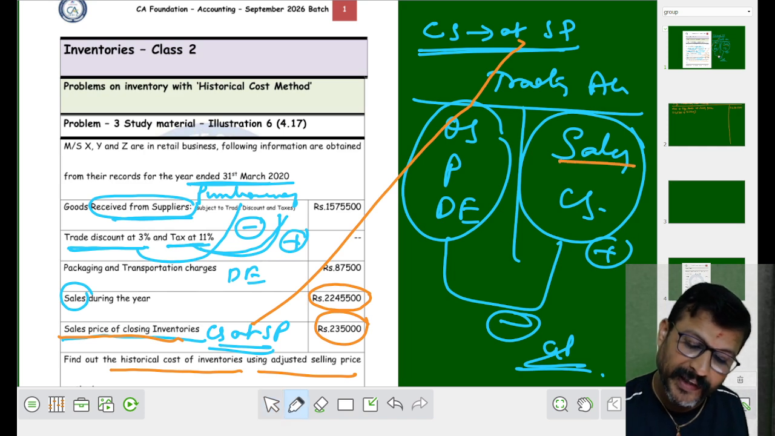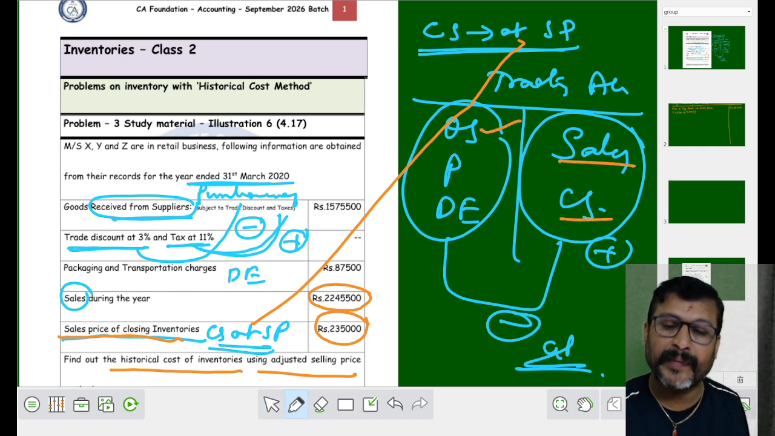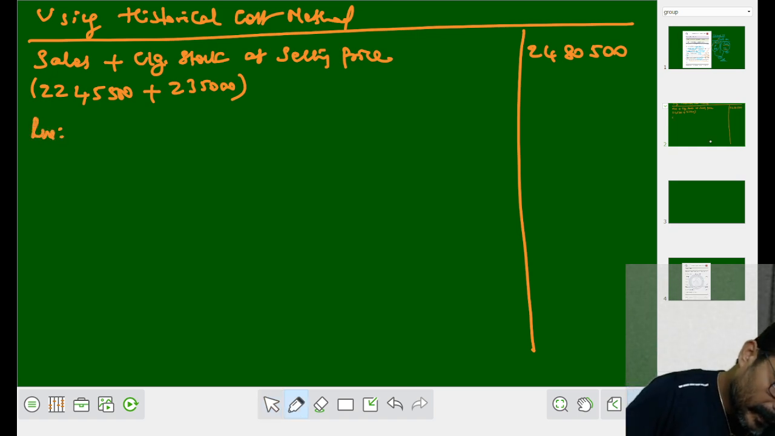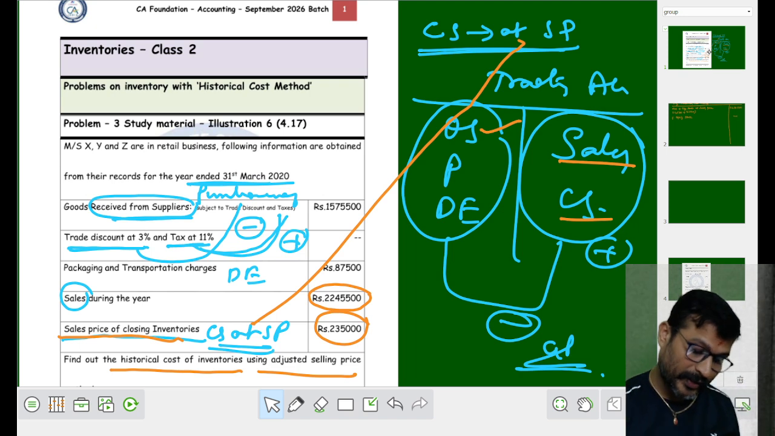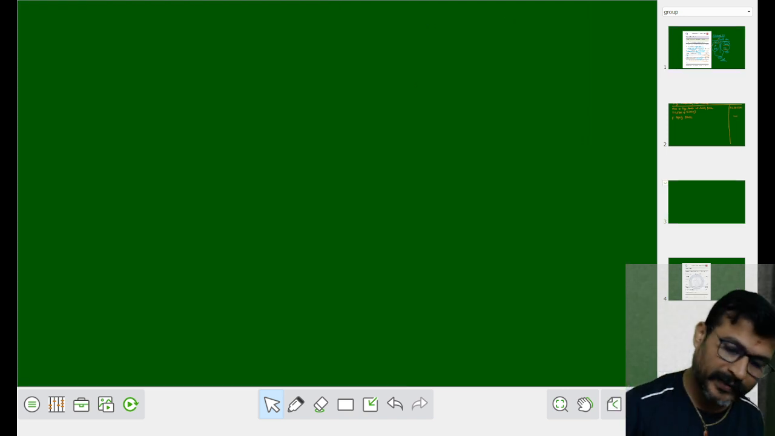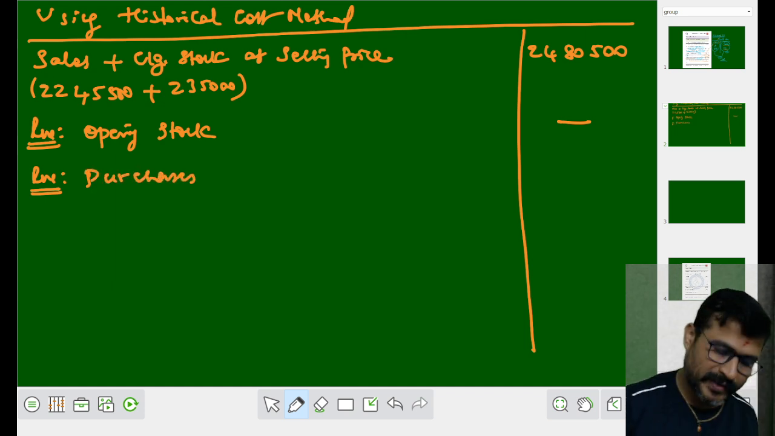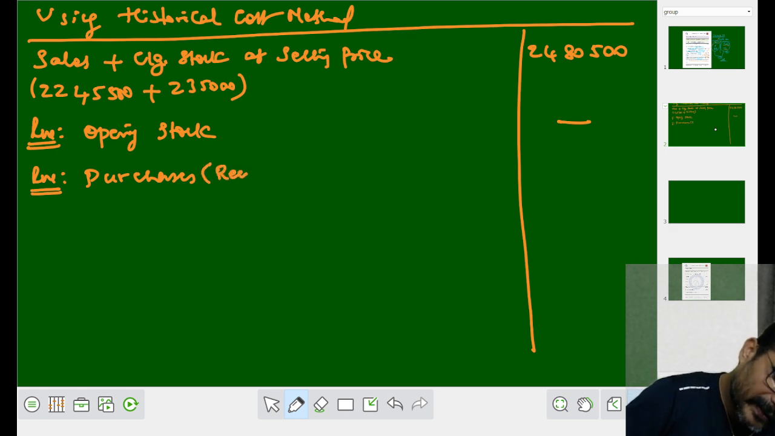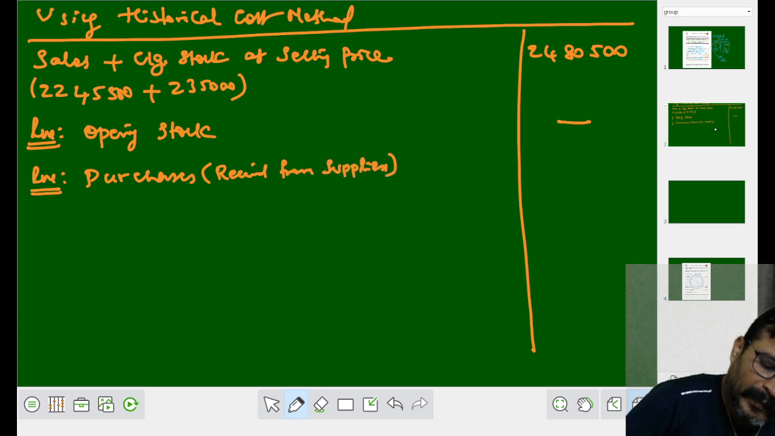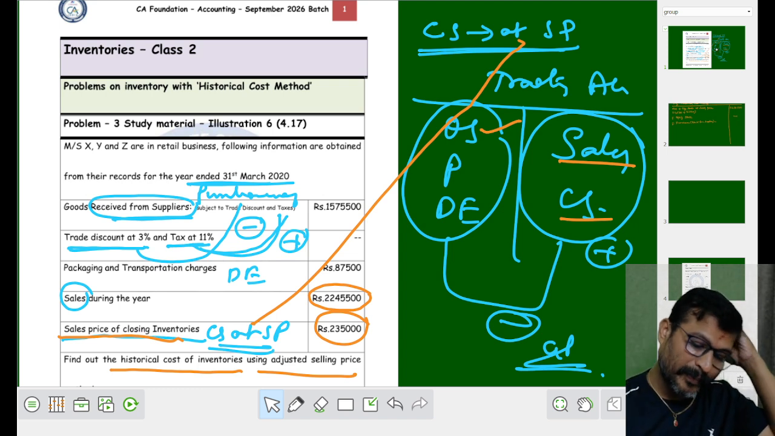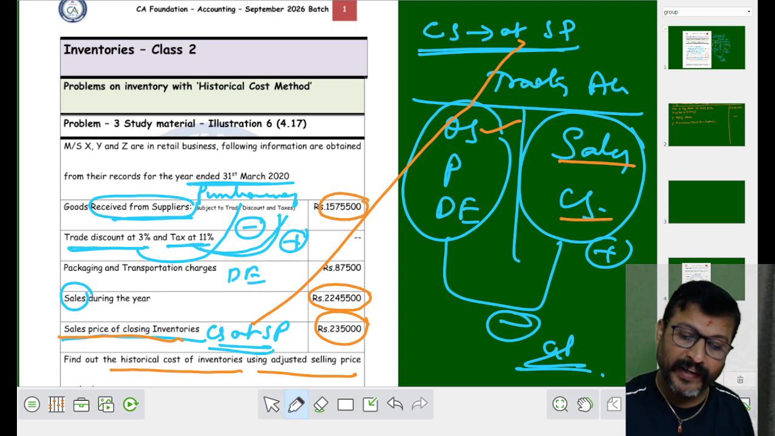Okay. From this, my dear student, see here you have taken sales and closing stock. From this, what do we have to subtract? We have to subtract the opening stock, less opening stock or opening inventory. It is not given in the problem. Opening stock is not there. Then what do we have to take? Then we have to subtract purchases. Purchases means here goods received from suppliers. How much goods are received from suppliers? 15,75,500.